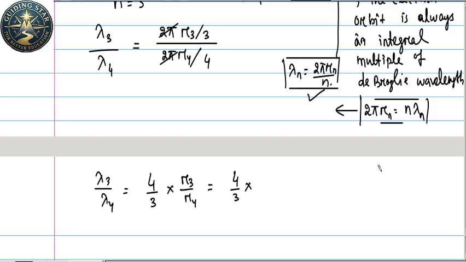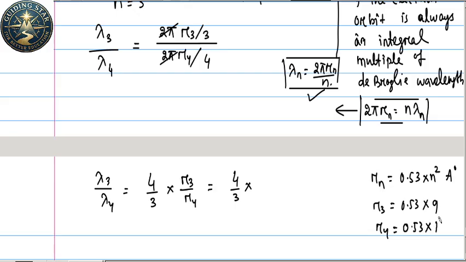Now the radius of the third orbit, how much will it be? So we know that the radius of nth orbit is 0.53 n square by Z. Okay, 0.53 into n square, this much angstrom. So the radius of third orbit is 0.53 into n square, meaning 9, and the value of r4 is 0.53 into n square, meaning 16.